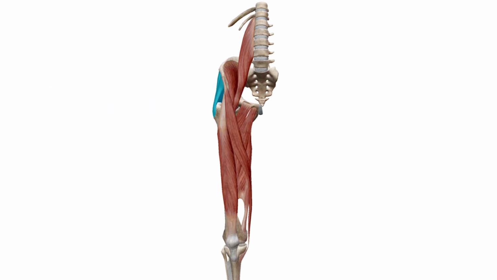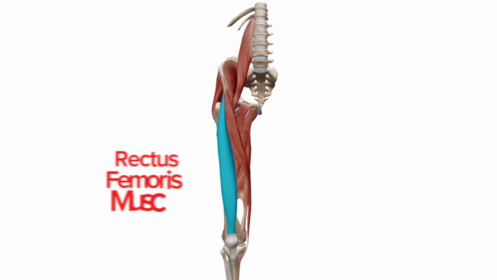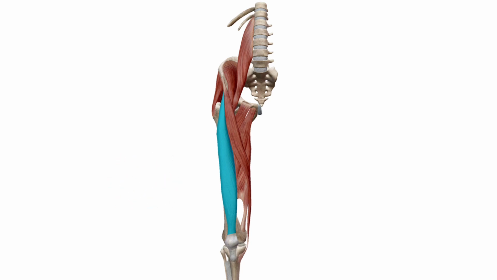And this hip flexor group would also include the rectus femoris muscle, which is also part of the quadricep group, but crosses the anterior hip to affect the hip joint as well as the knee.